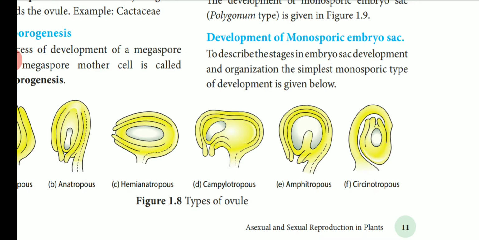So these are all the various types of ovule. They may ask in 5 marks: describe the types of ovules. Okay, this one they have included in practicals also, especially orthotropous, anatropous and campylotropous.